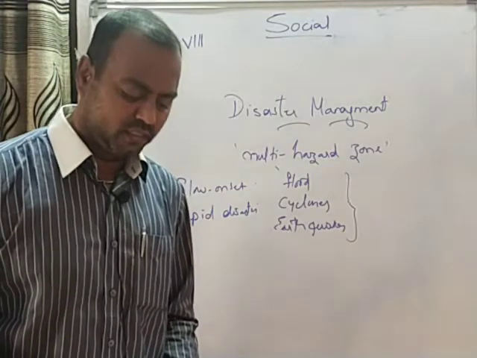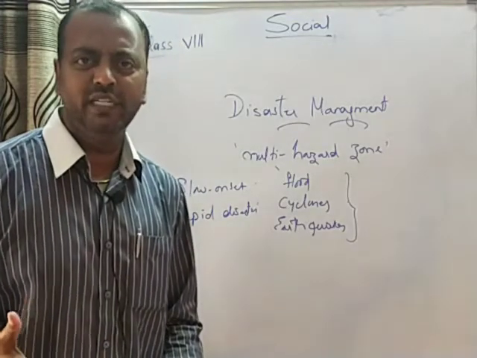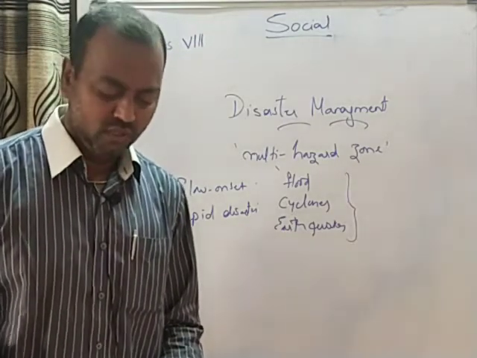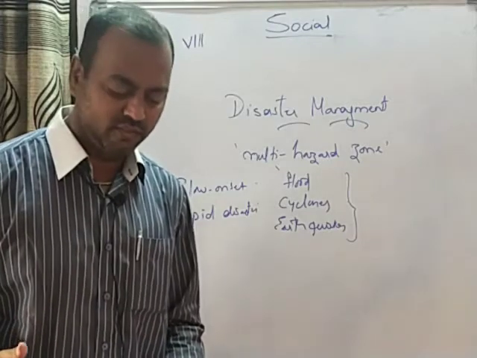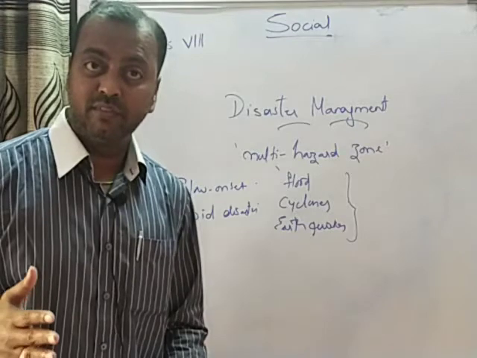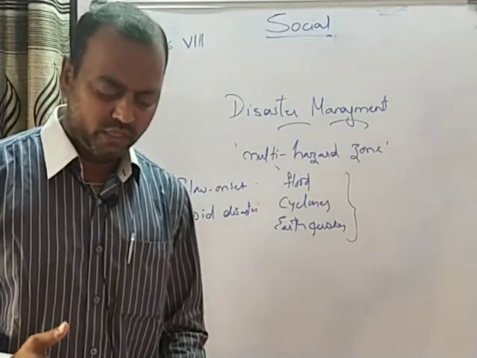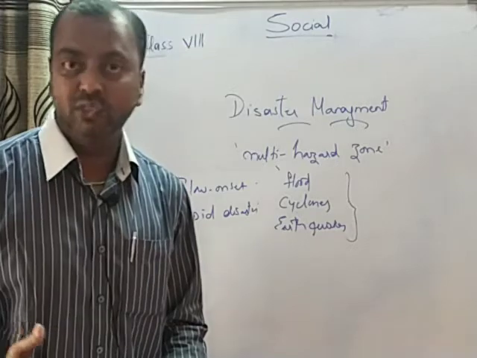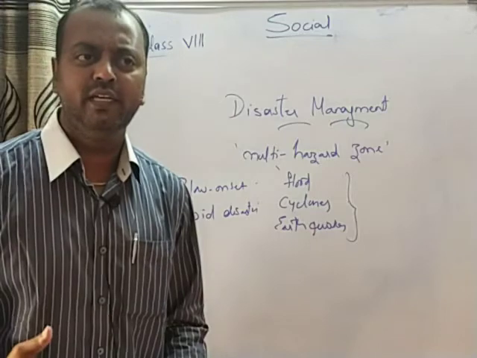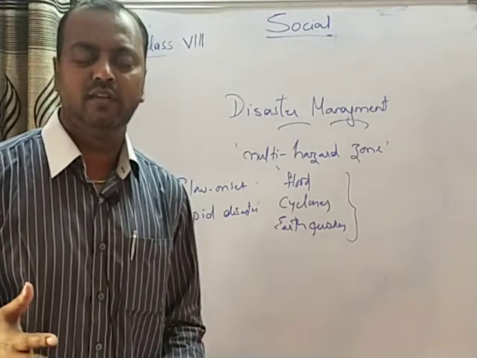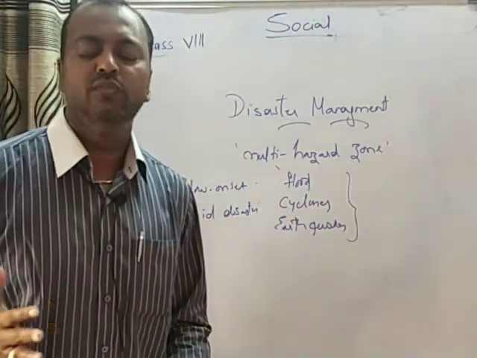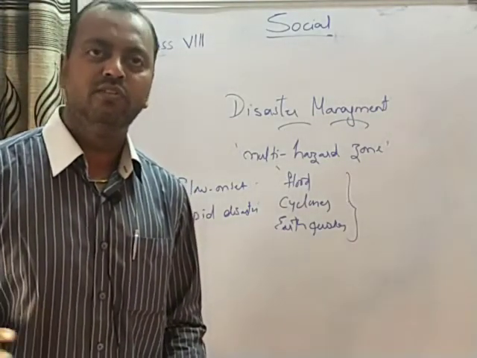Slow onset disaster means, based upon the speed of the disaster, we have classified them as slow onset as well as rapid disasters. A slow disaster is a disaster that prevails for many days, months, or even sometimes years, like drought, environmental degradation, soil erosion, pest infection, and famine. These are some good examples of a slow onset disaster. This disaster will prevail for years together, sometimes months together. So such kinds of disasters are called slow disasters.